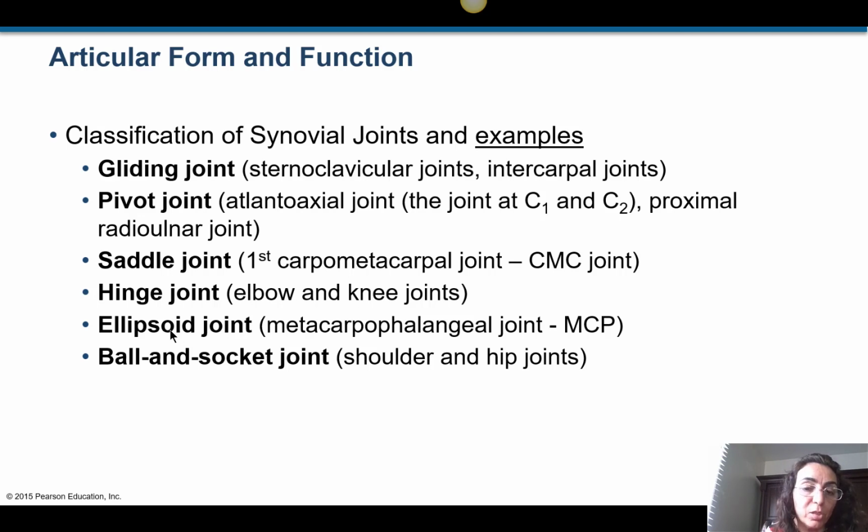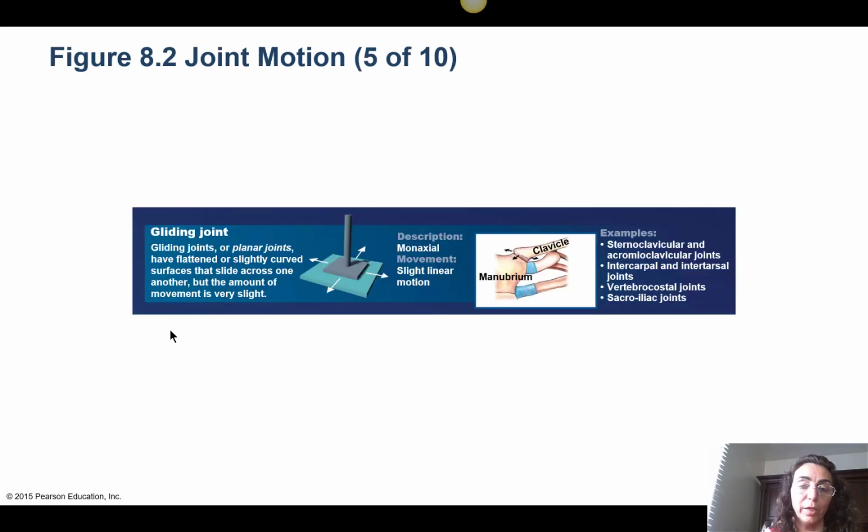And finally, ball and socket joints that are explained a little bit. Shoulder and hip joints are ball and socket. It is like a ball that goes into a socket and has lots of movement in all three directions, right? So let's go and review them.